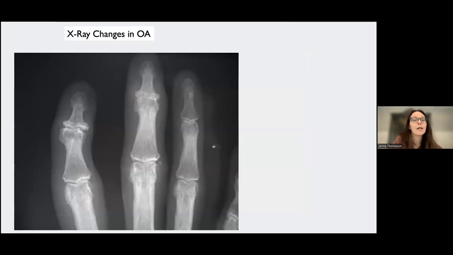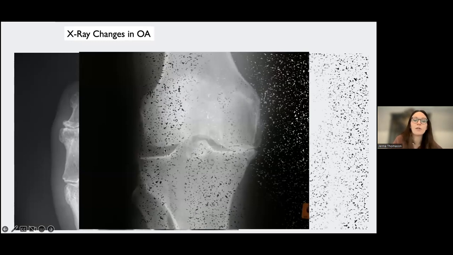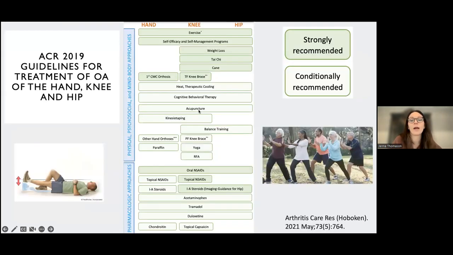So these patients have joint space narrowing. They often have osteophytes and subchondral sclerosis on their x-ray. And in the knee, you typically see medial narrowing of the joint space prior to a more lateral joint space narrowing. And here's a patient with severe hip OA in the right hip.